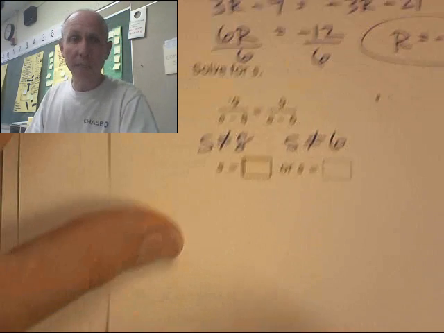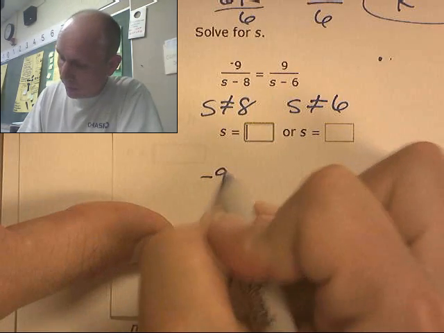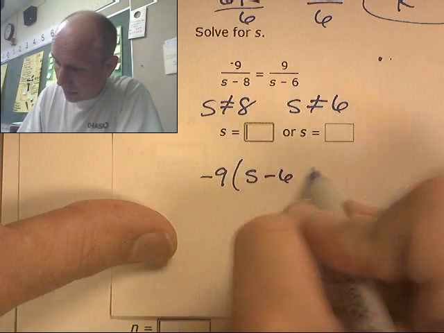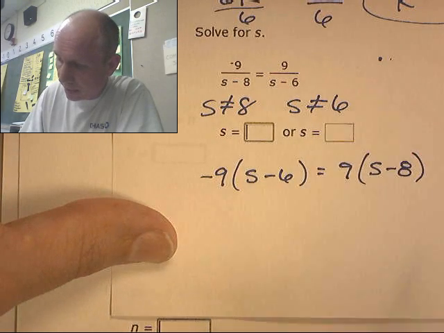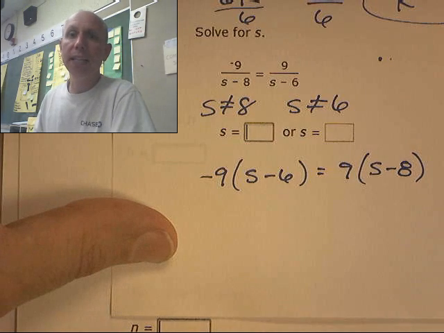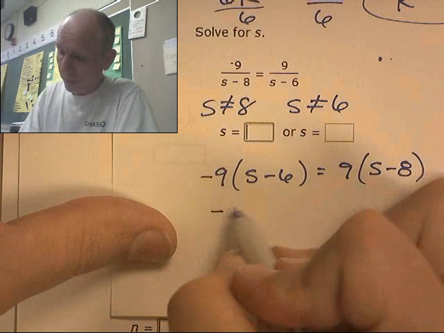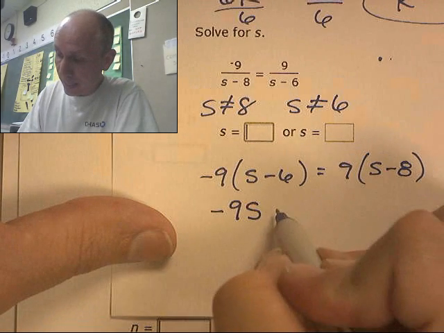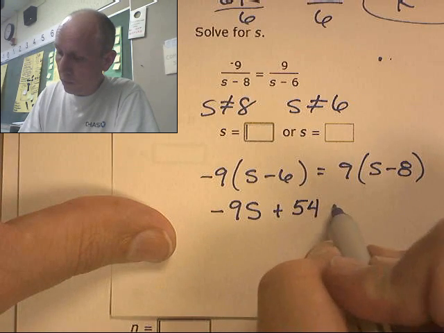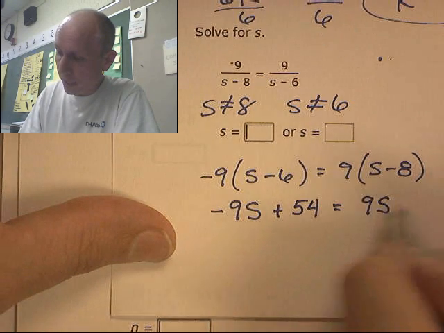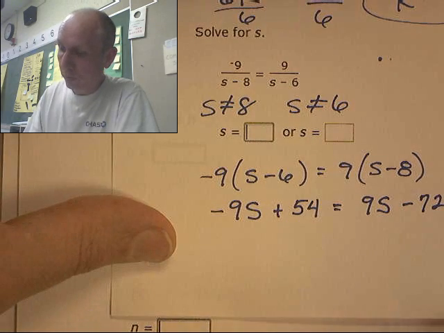So let's do some cross multiplying here. Negative 9 times s minus 6 equals 9 times s minus 8. I do not like s as a variable. It's too easy to confuse with a 5. Negative 9s plus 54 equals 9s minus 72.